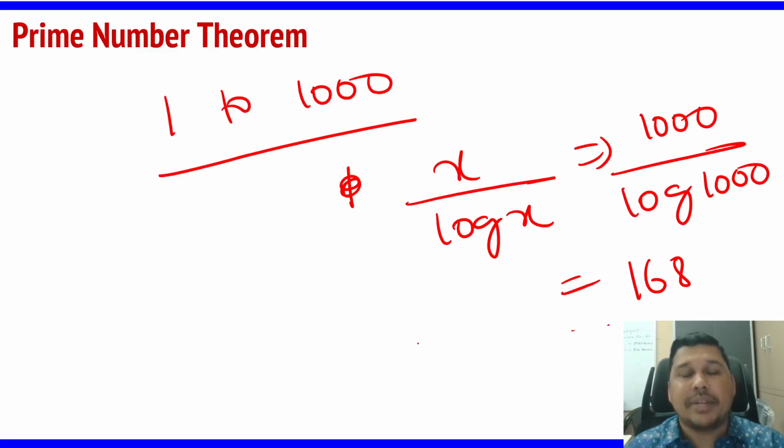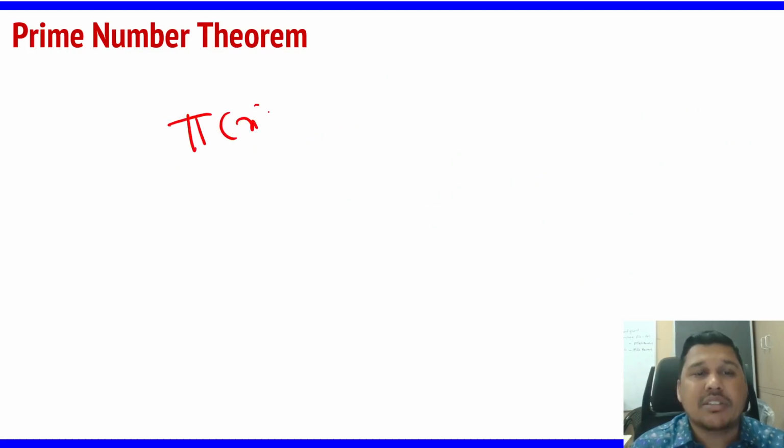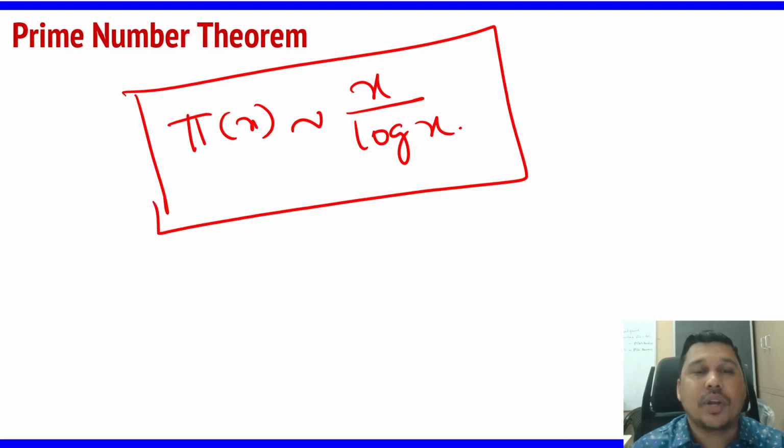So the prime number theorem helps us in identifying the number of prime numbers less than or equal to the given number x. That's why the theorem statement is pi of x is approximately equal to x by log x. This is the prime number theorem. Okay, right.